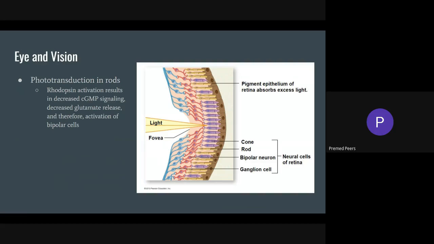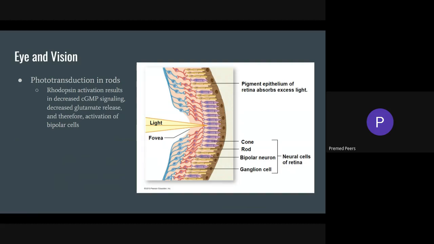So then let's talk about our eye and how that works. I won't spend too much time on eye anatomy, just because I think that's not too difficult to study. I want to go over some of the high yield concepts instead, but definitely know your eye anatomy.